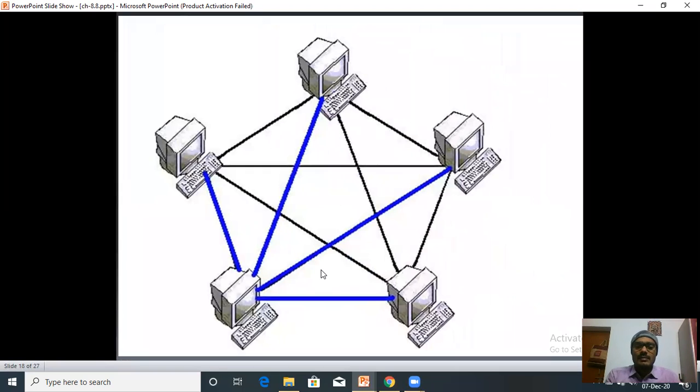You can see this is the picture of a mesh topology in which all the systems are interconnected with each other. Suppose we are talking about this system, so you can see the blue lines. It connects all the other computers. In the same way, this computer also connects all the other computers. So this type of topology is known as mesh topology, in which one system can directly exchange data with another system. All the computers are servers in this topology. It can be server or it can be client.